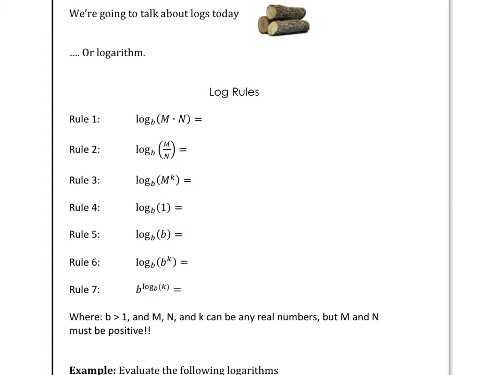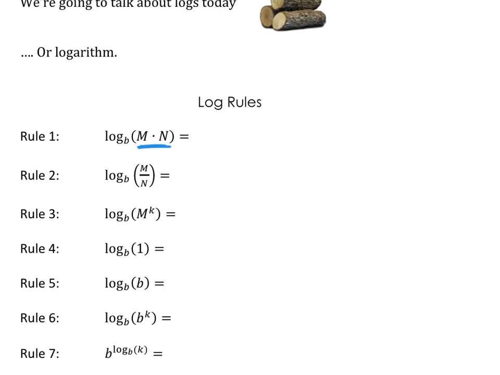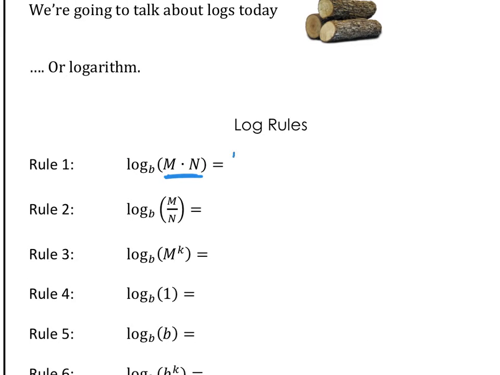Rule number one: if you have log of something multiplied by something inside that log, then we can split this into two logs, log base b of the first one, which is m, and then this multiply sign is telling us we can split into two logs that are added together. The second one will also have a log base b, and this time it's n. So just remember that if you have something that's multiplied, it ends up being a plus sign, and you have to make sure it's two logs added together.